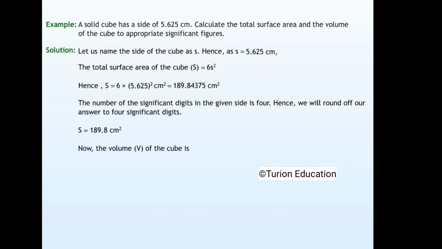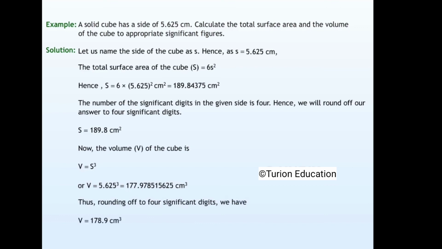Now, the volume V of the cube is V equals S cube, or V equals 5.625 cube centimeters cube equals 177.978515625 centimeters cube. Thus, rounding off to 4 significant digits, we have V equals 178.9 centimeters cube.